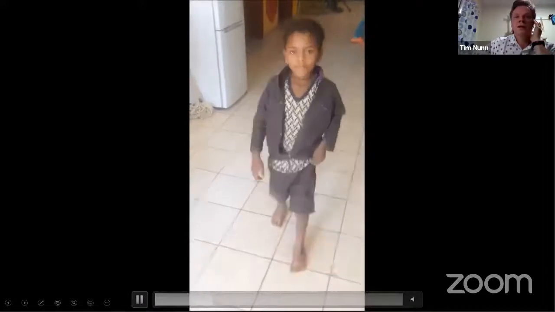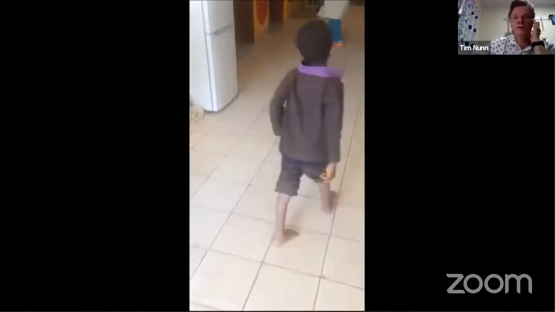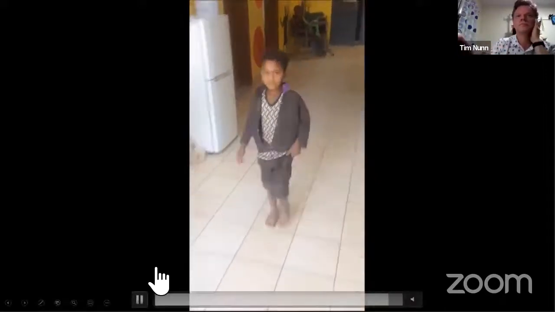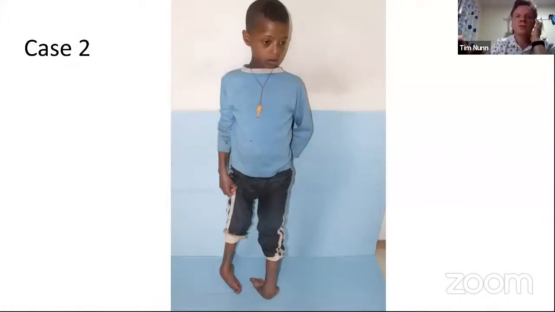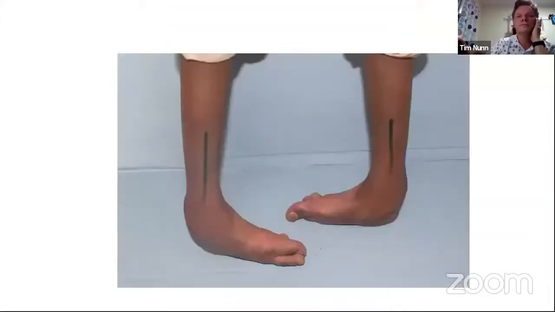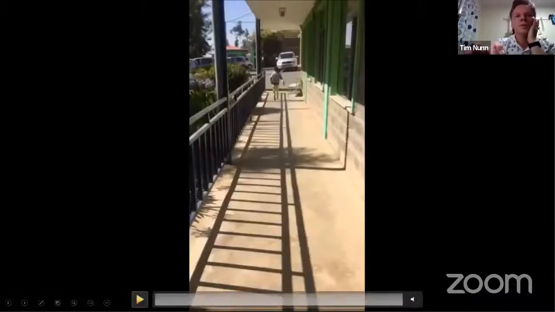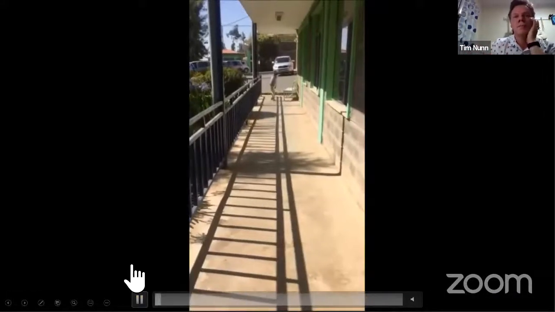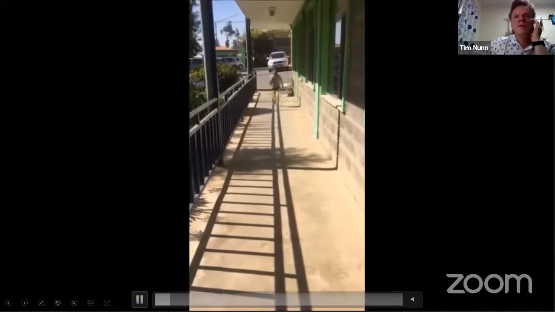So classically, they would need to undergo a fair bit of rehabilitation. And this is at 1 year following surgery. Here's a second case. The left side is obviously much more affected, and a slightly older child. And again, his post-op, in this case, he's running around.